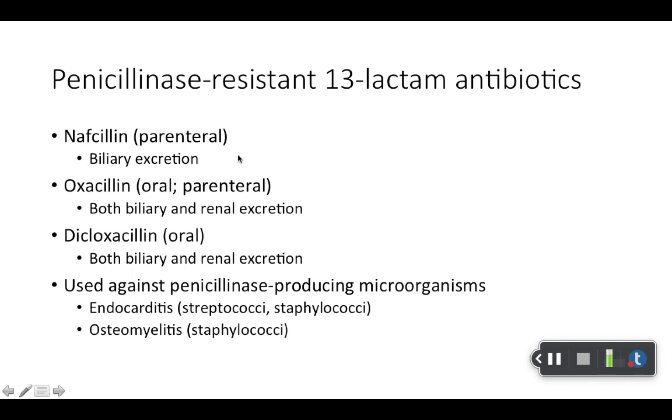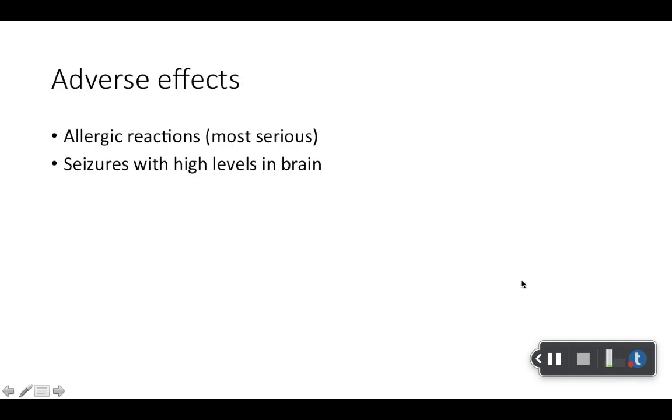So this is for if there is a microorganism that produces penicillinase, which is an enzyme that deactivates and chops up penicillin. Then these could be beneficial. So nafcillin, oxacillin, and dicloxacillin. And then here are a couple different things. So you may see these being used with endocarditis or osteomyelitis.